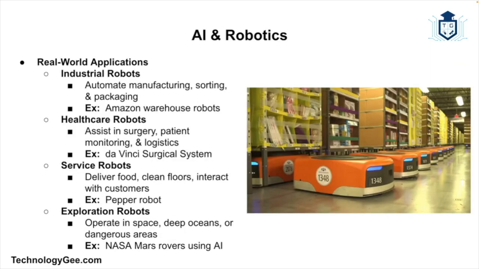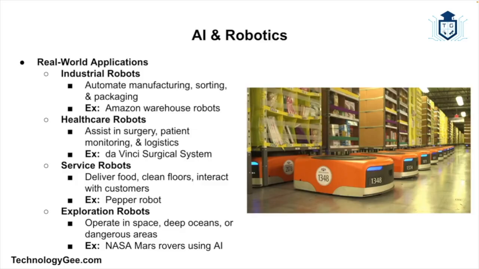And here are some examples of AI powered robots. We have industrial robots, and they are found in factories, warehouses, and production lines. They use AI to detect objects, adjust their grip, and optimize workflow. An example, which you can see on your screen right here, are Amazon warehouse robots that can move shelves around to fulfill orders faster. There are also healthcare robots, and they help with surgeries, patient care, and hospital logistics.